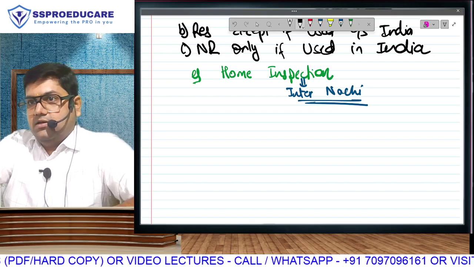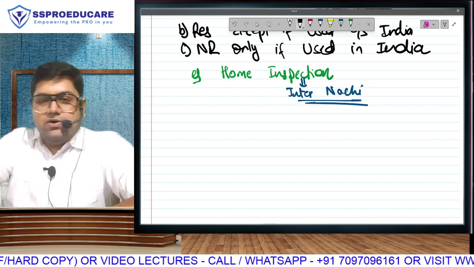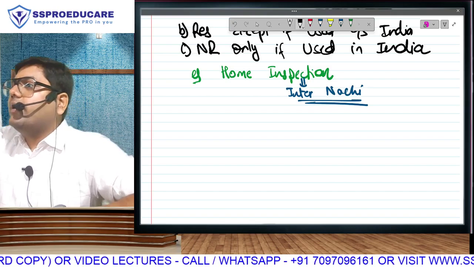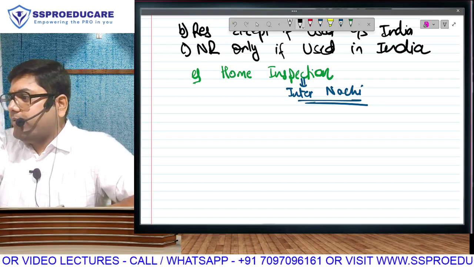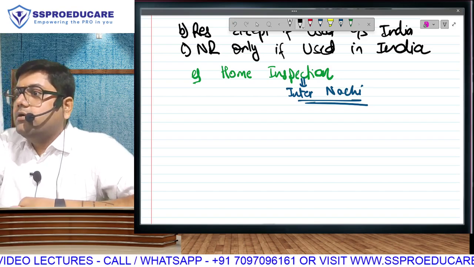Is that clear? All right, ladies and gentlemen, boys and girls, congratulations. That completes our second chapter, residential status and scope of total income. Don't pack your bag, we are not going home.